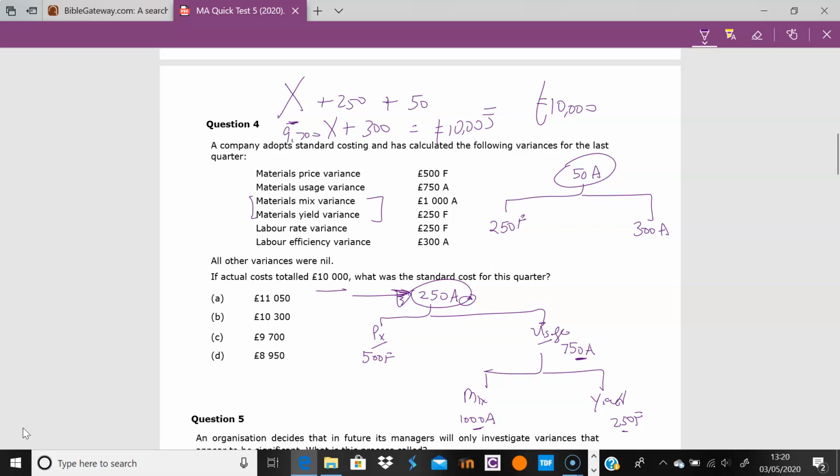9,700. I think it's important to make sure you're comfortable again that we have a cost variance, but that's really made up of a price variance and a usage variance. By watching those videos again, please, you will come back to a clearer understanding of this. Cool, great stuff.